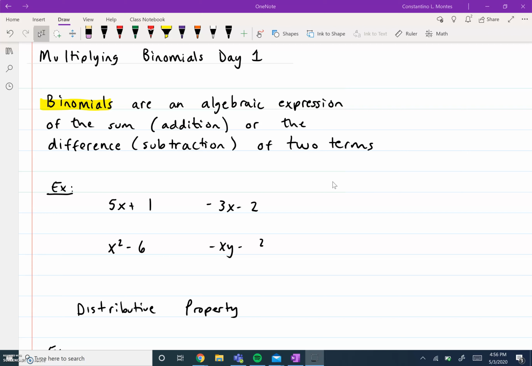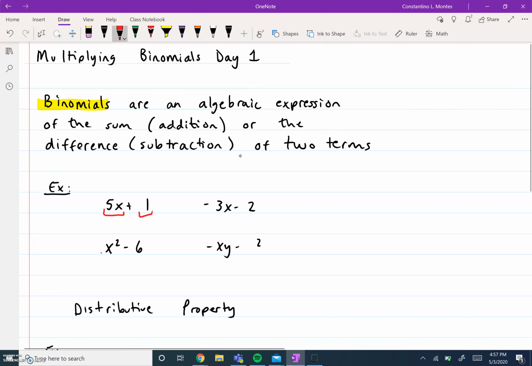If we're going to be talking about multiplying binomials, we should talk about what a binomial is, or at least review it because we've already talked about it. A binomial is an algebraic expression of the sum, which is addition, or the difference, which is subtraction, of two terms. Down here we have some examples. We've got 5x plus 1. That is known as a binomial because we've got 5x, which is one term, and the number 1, which is a second term.